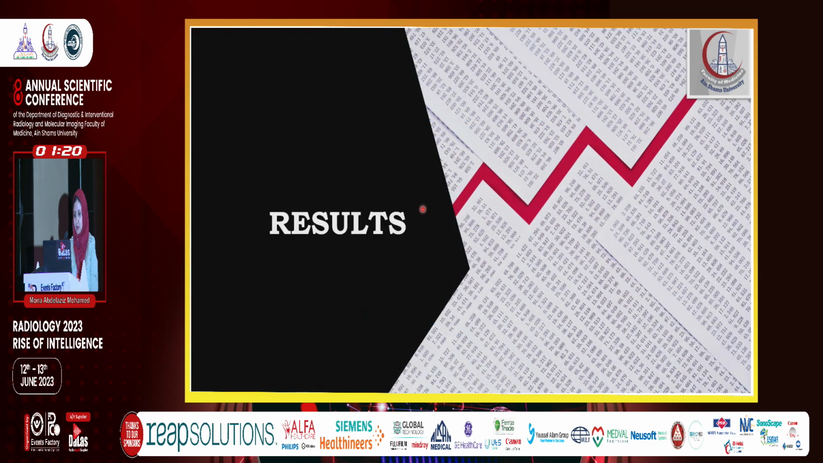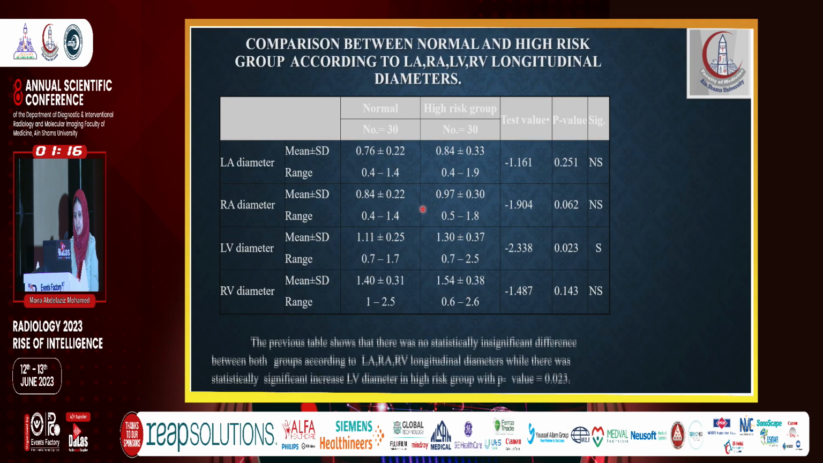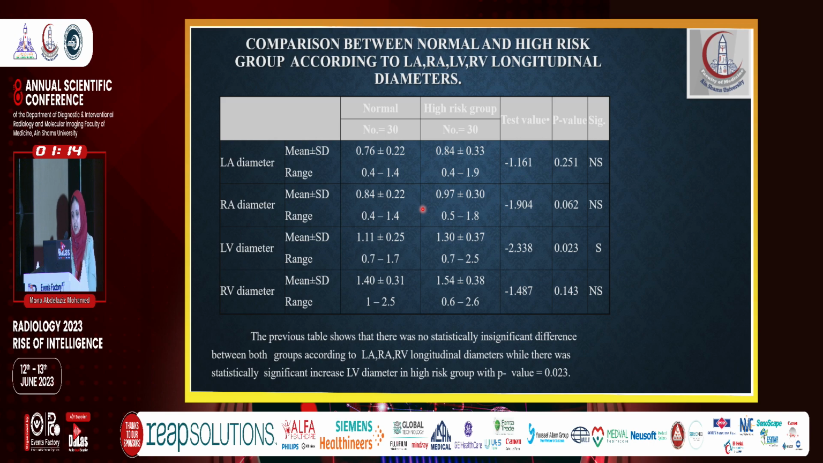Our results were that we couldn't find any statistically significant difference between both groups regarding the longitudinal diameters of the left atrium and right ventricle, while there was only a significant difference in the LV diameter between normal and high risk. It's higher in the high-risk group. And there is no difference between the high-risk groups, either diabetic or hypertensive.